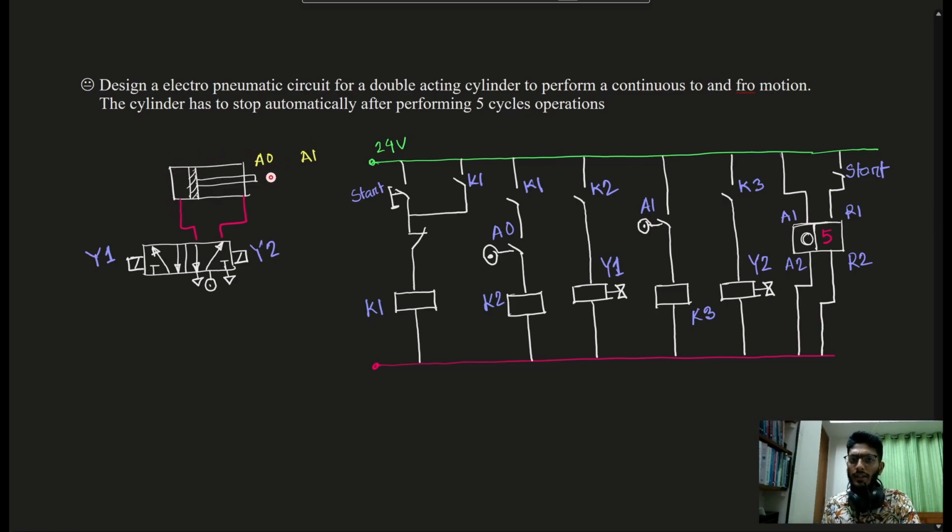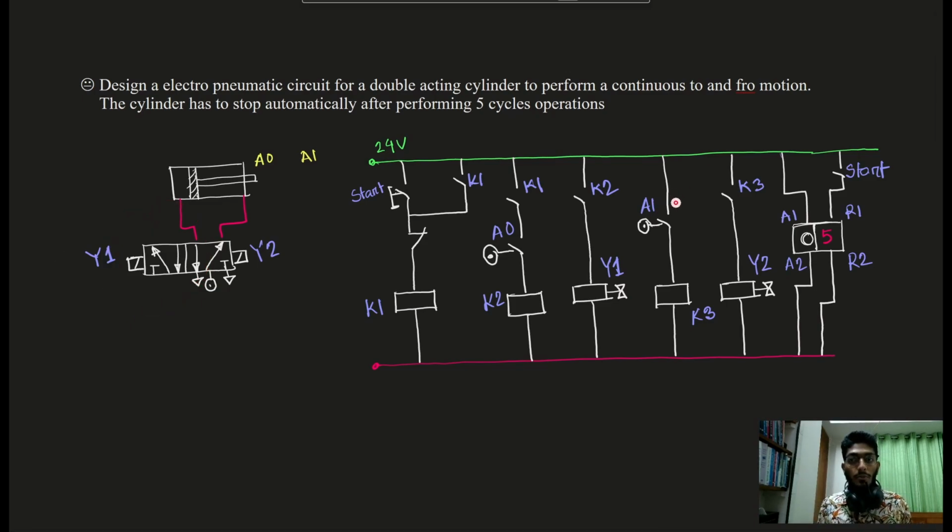Now, at A1 position, what will happen? This limit switch will break, K2 is demagnetized and Y1 is demagnetized also. So, there is no signal at the left side of this 5x2 DCV.